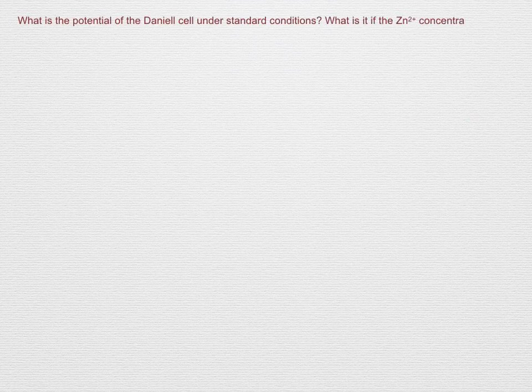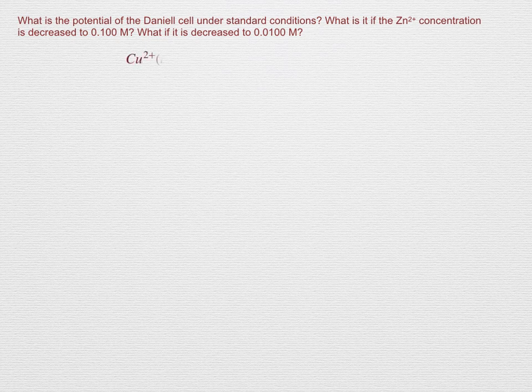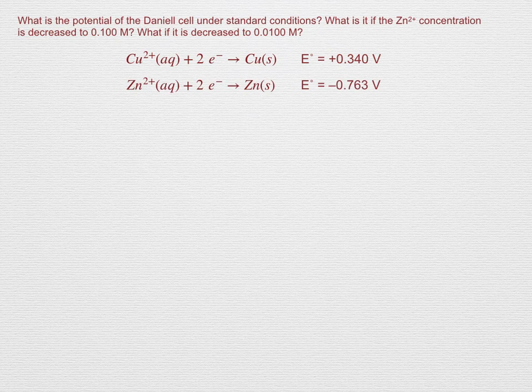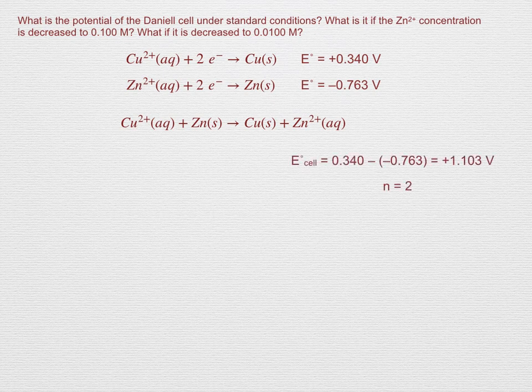What is the potential of the Daniell cell under standard conditions? What is it if the zinc 2+ concentration is decreased to 0.1 molar? What if it's decreased to 0.01 molar? Well, this is the zinc-copper cell we've been seeing so often. The standard reduction potentials are given here. Copper is the most positive, so it will be the cathode. Zinc will be oxidized. The overall reaction is copper 2+ plus zinc goes to copper plus zinc 2+. The standard cell potential is, as always, cathode minus anode, or 0.340 minus a minus 0.763, or plus 1.103 volts.